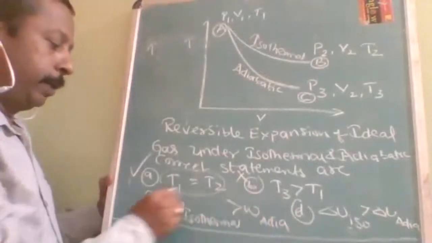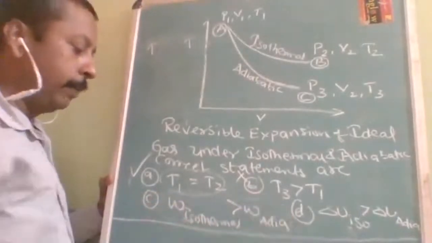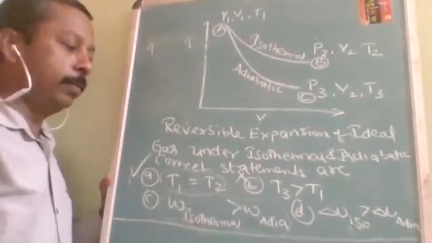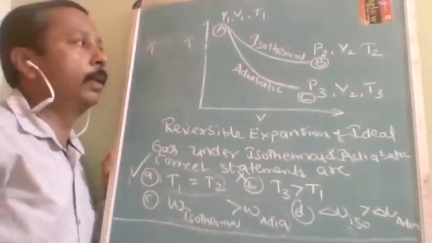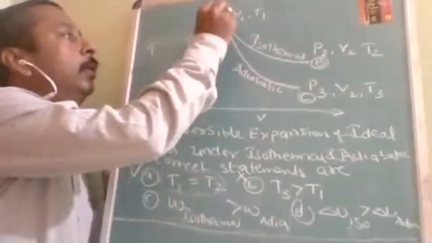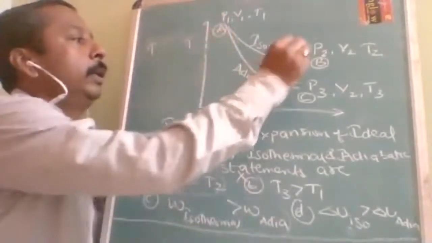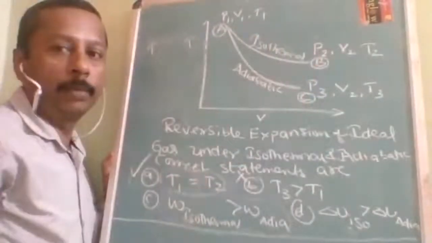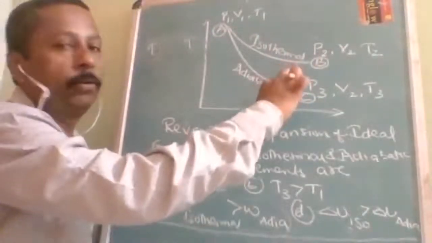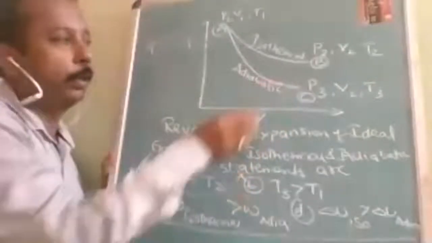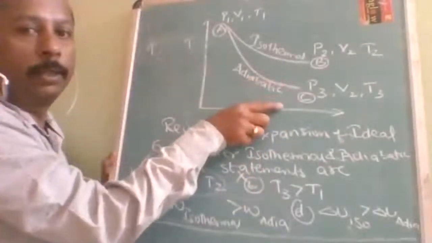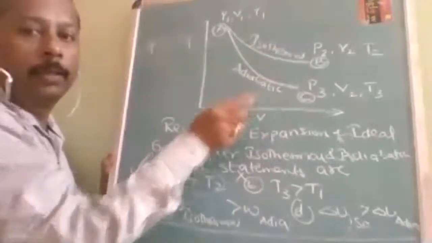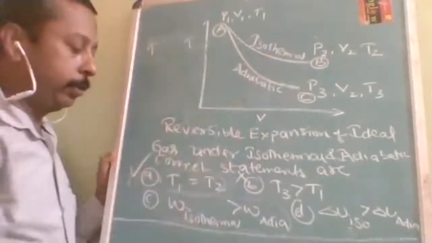Now, in the previous lecture, in the theoretical session, I explained work done in isothermal and work done in adiabatic, and how to find the area under the curve. See here, this is the area under the curve. For isothermal we are covering from here up to here, and for adiabatic only up to here. That means we are covering more area in isothermal.